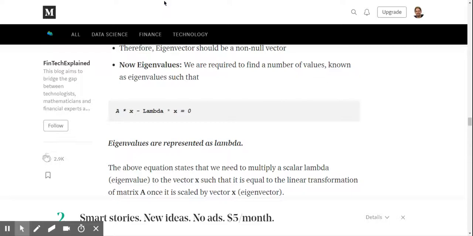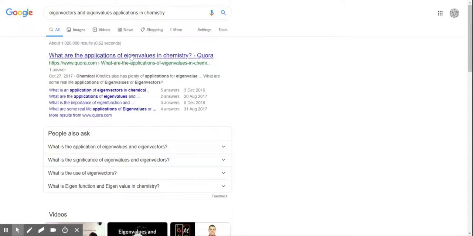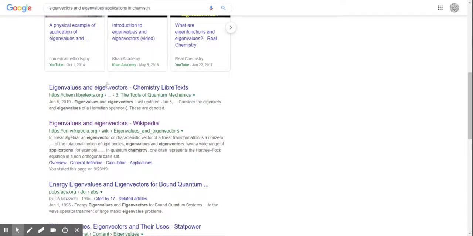Eigenvectors and eigenvalues applications in chemistry, for example, because that's what's interesting. Okay. Quora. So that we're back to the Wikipedia entry.